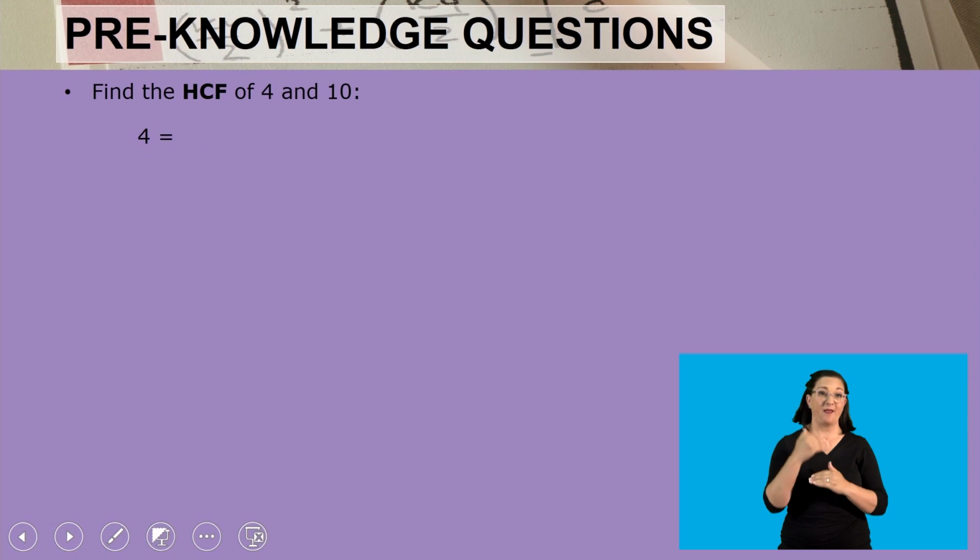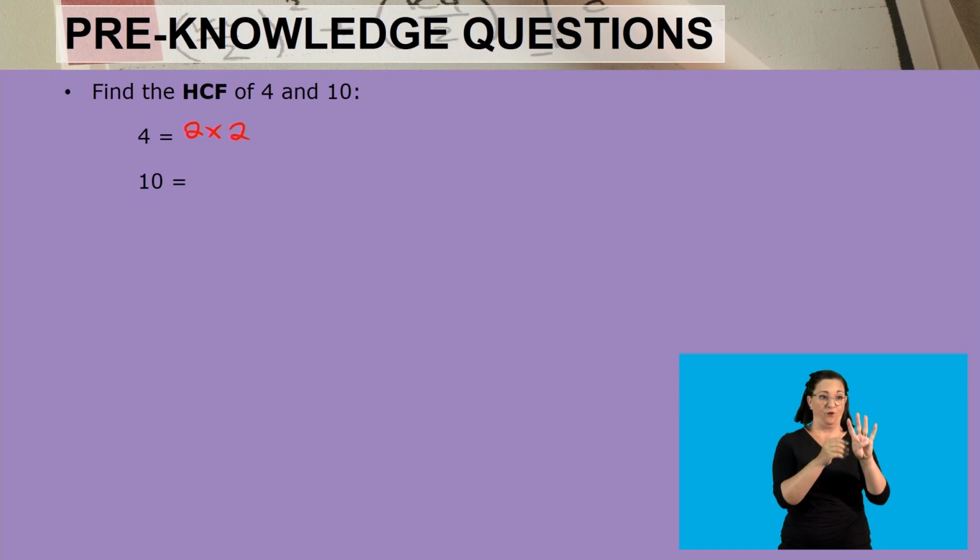Let's now find the highest common factor between 4 and 10. To do that, I'm just going to write our numbers as their prime factors. I hope you can remember how to do that. That is just breaking down these 2 numbers. So we know that 4 can be broken down into 2 multiplied by 2, and that will give us 4. And then the 10 is going to be 5 multiplied by 2.